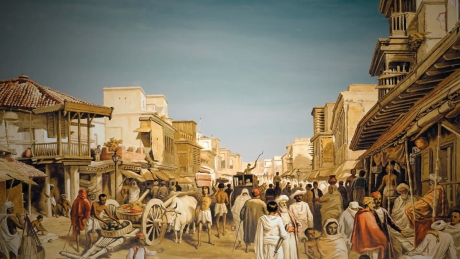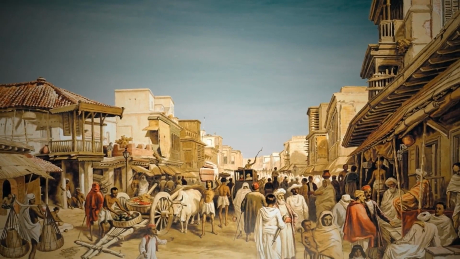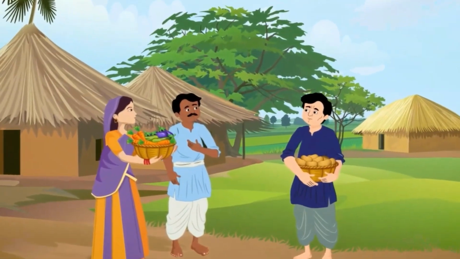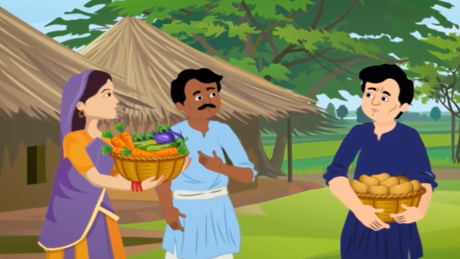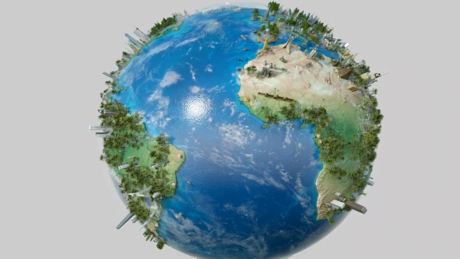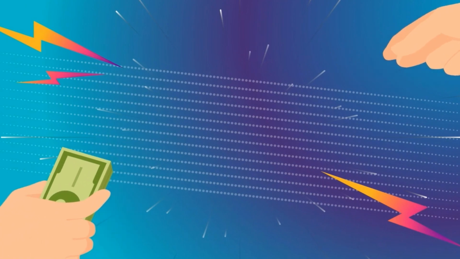Our ancestors lived in a period before money existed, yet they had everything they needed. They used a system of trade instead. Can you guess how that system worked? Do you know why they abandoned that system to use money instead? In this video, we'll learn how the world worked without money and why it is used today.